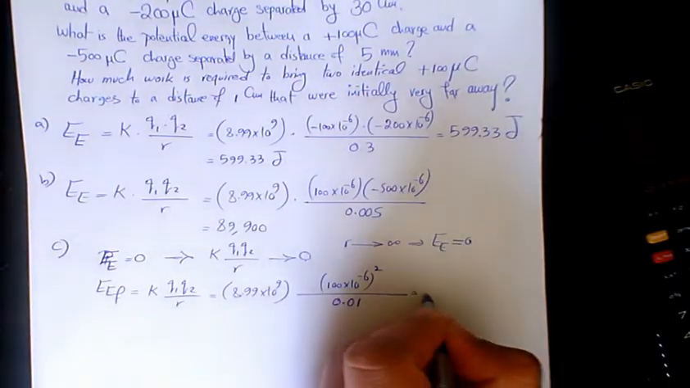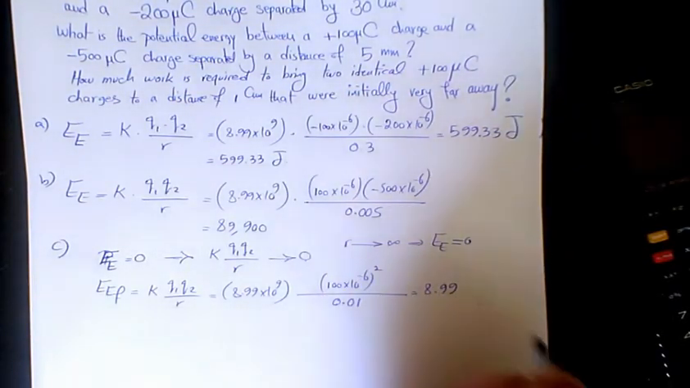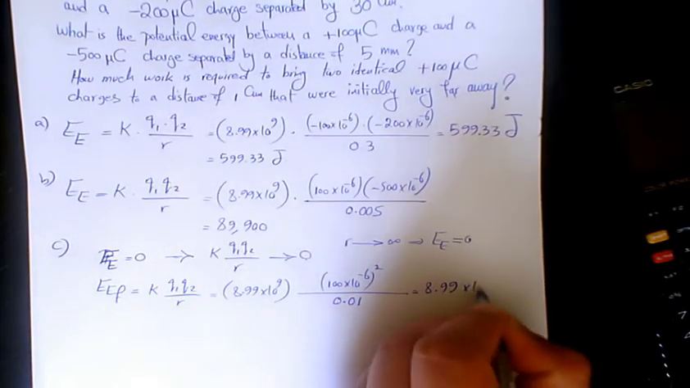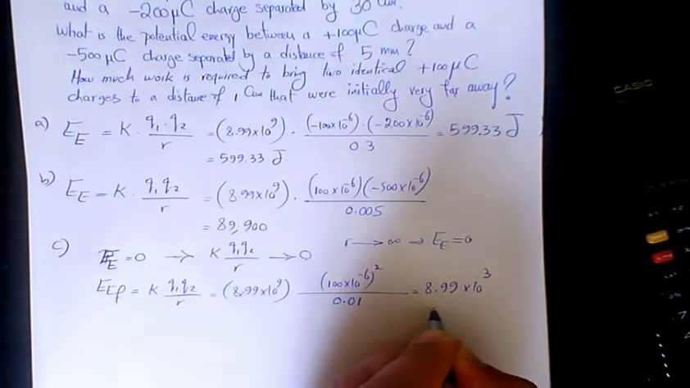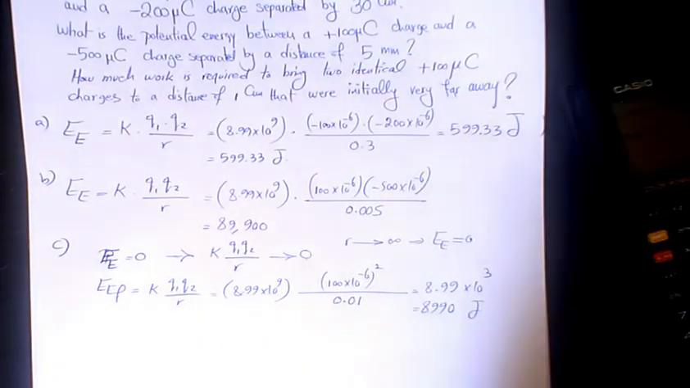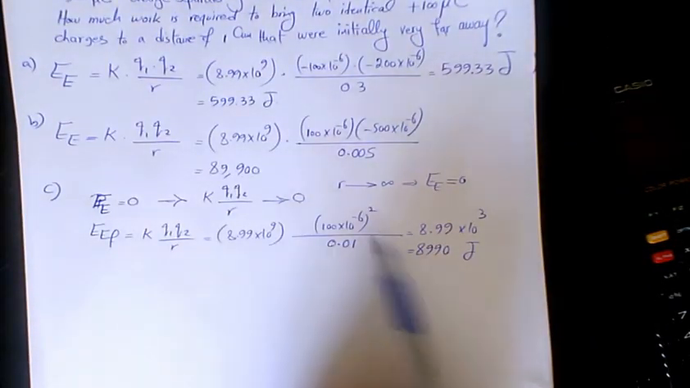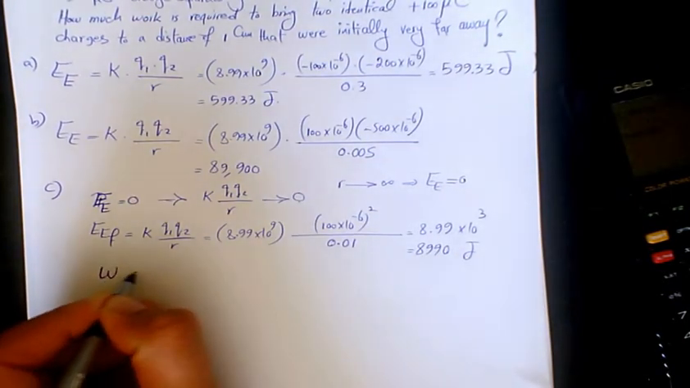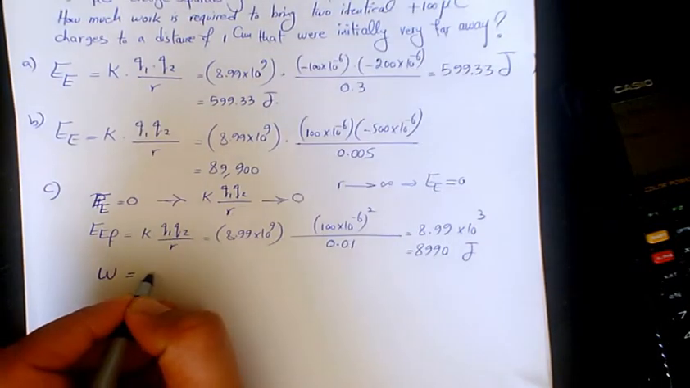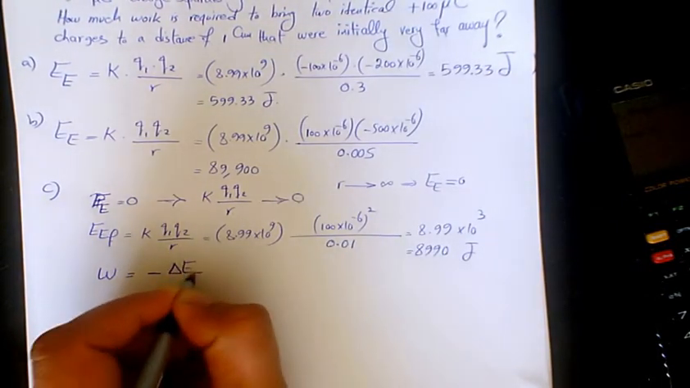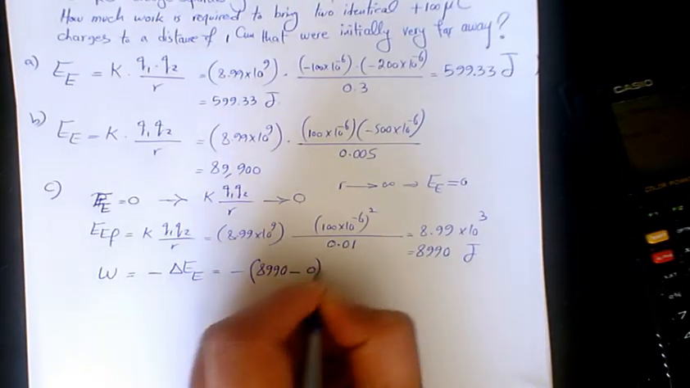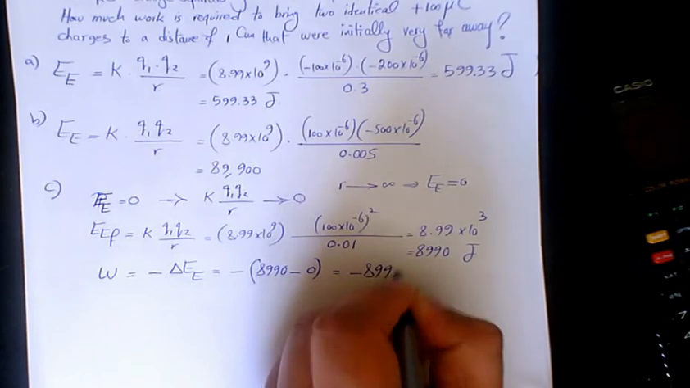It's going to be 8.99 times 10 to the power of 3, or I can say 8990 joules. So it's changing from 0 to 8990. So the amount of work you need to apply is going to be minus delta E of E, which is going to be final 8990 minus 0, which is going to be negative 8990 joules.